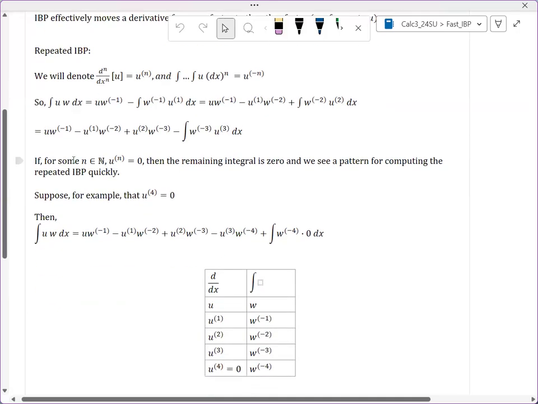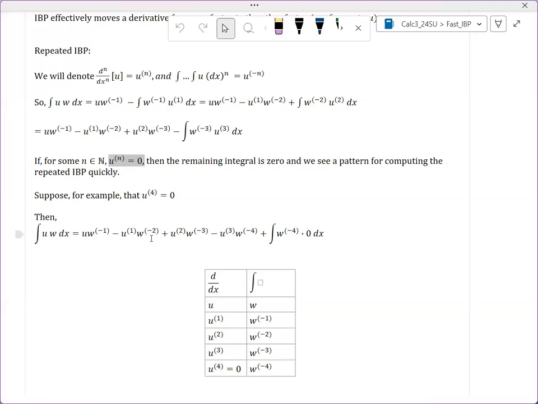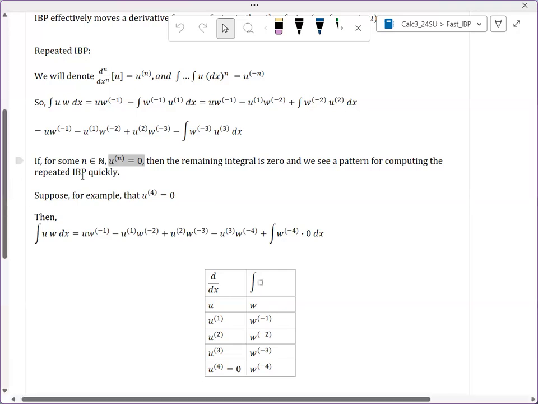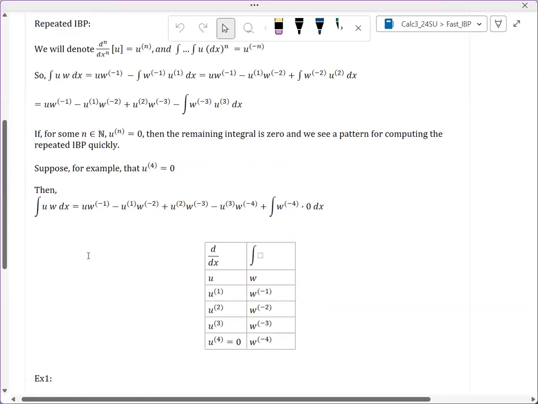And again, if there's some natural number n where the nth derivative of u is 0, then this remaining integral, after we do this a certain number of times, will end up being 0. We'll just be integrating 0 dx, which is just 0. And we can compute this repeated integration by parts quickly.